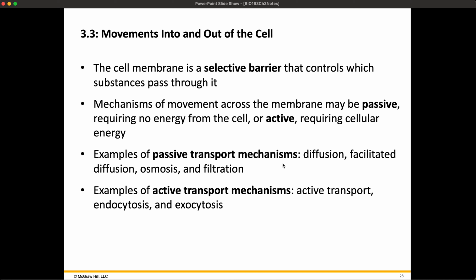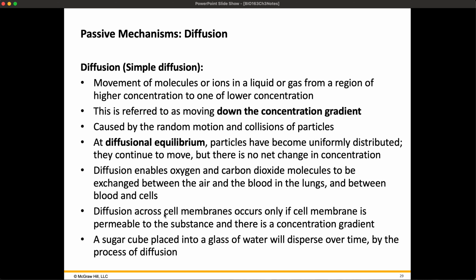Some passive transport mechanisms are things like diffusion, facilitated diffusion, osmosis, and filtration. Don't let the word facilitated diffusion make you think that it requires activity. Facilitated just means that it needs a protein for it to happen. The rest of these can happen just through the plasma membrane, without any protein support. So facilitated is still passive, it just requires a protein channel. And then active transport mechanisms are things like active transport, endocytosis, and exocytosis. We'll look at these two especially in more detail.